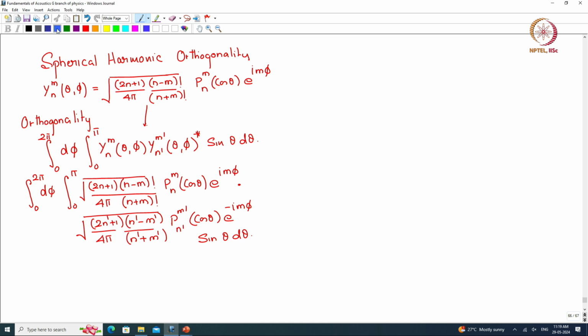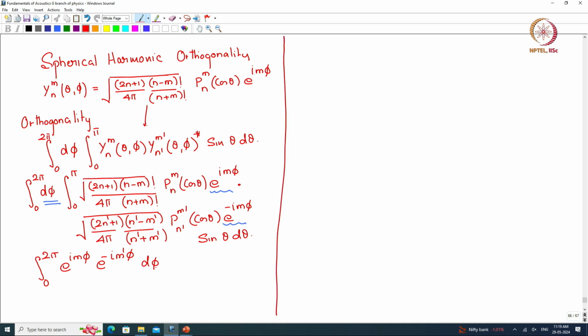Now we have a phi integral, and phi appears only here and here, so we will do the phi integral first. Okay. So if we do the phi integral, I have integral 0 to 2 pi e to the power of i m phi e to the power of minus i m' phi d phi.